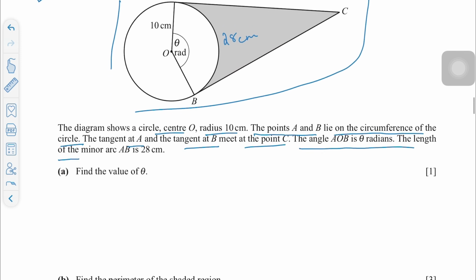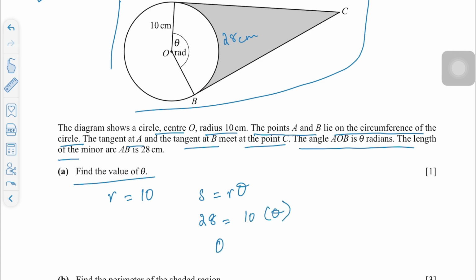So first of all, we have to find the value of theta. We have our r as 10. Simply plug in the formula of s is equal to r theta. Our s is basically the minor arc of AB, and we have our r as 10.